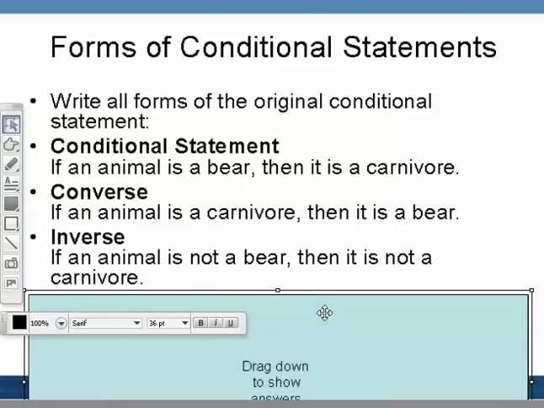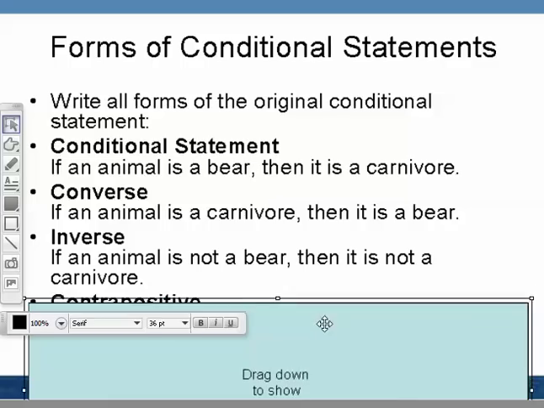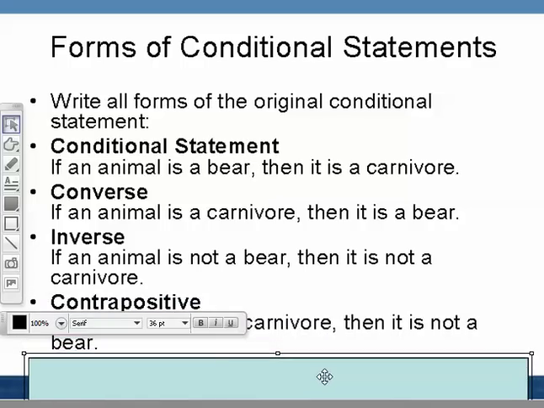Inverse. For the inverse, I'm going to take the word not. This was very popular back in the 90s, 2000s, for someone to sit there and say the word not. Well, that's not what we're doing. We're taking the word not and sticking it into the original conditional statement. So if an animal is not a bear, then it is not a carnivore. That's the inverse statement. And the next part of this is the contrapositive statement.